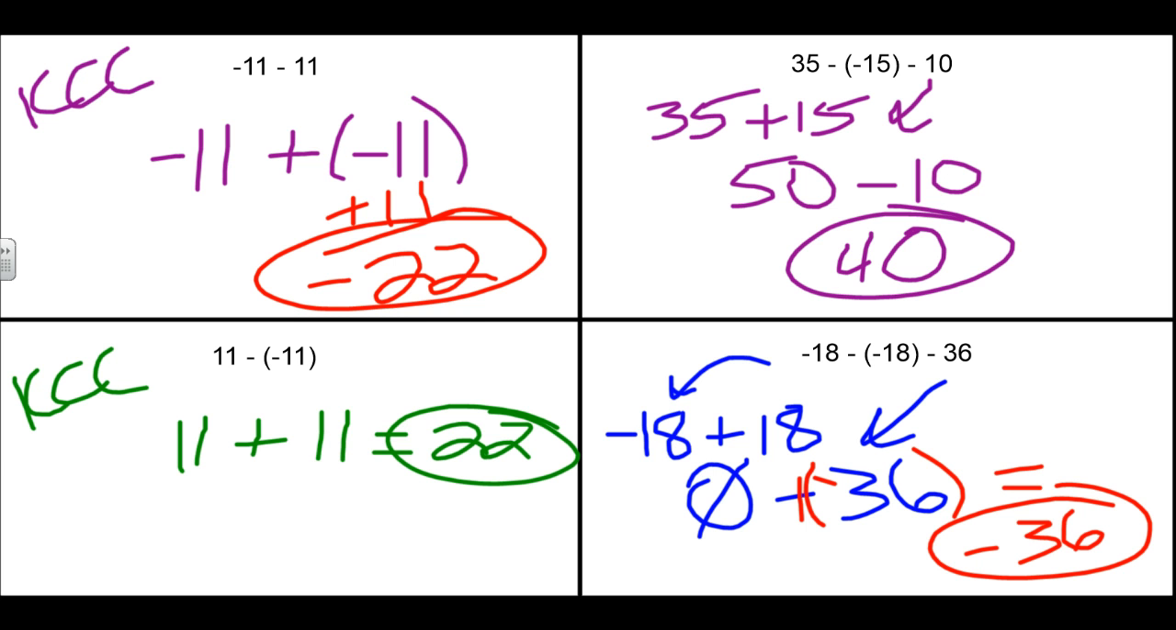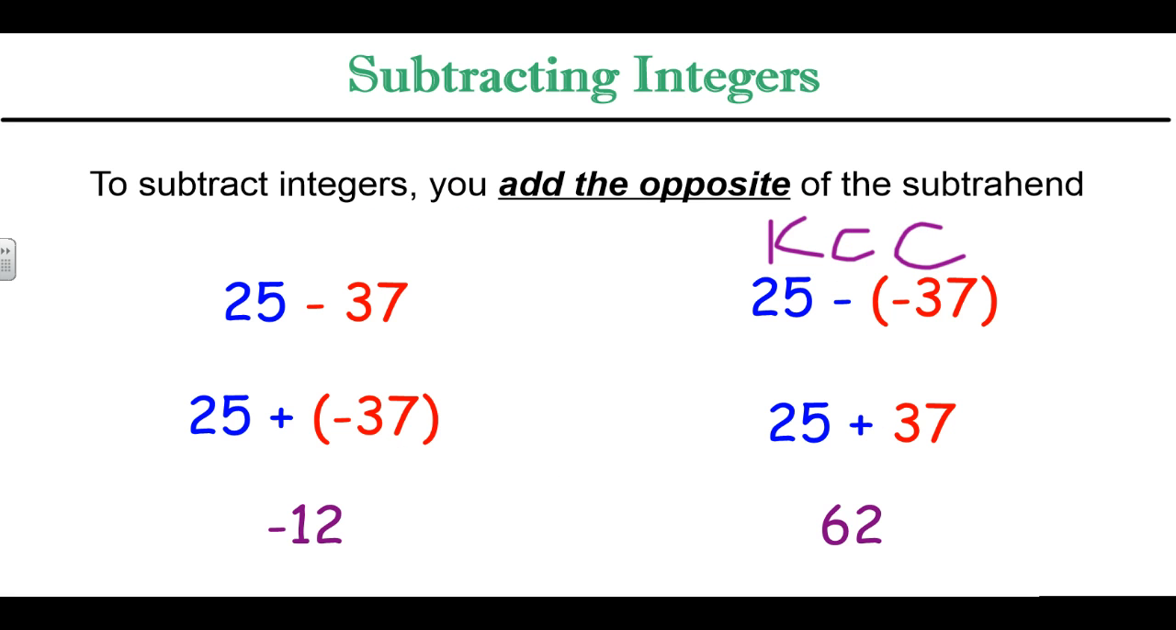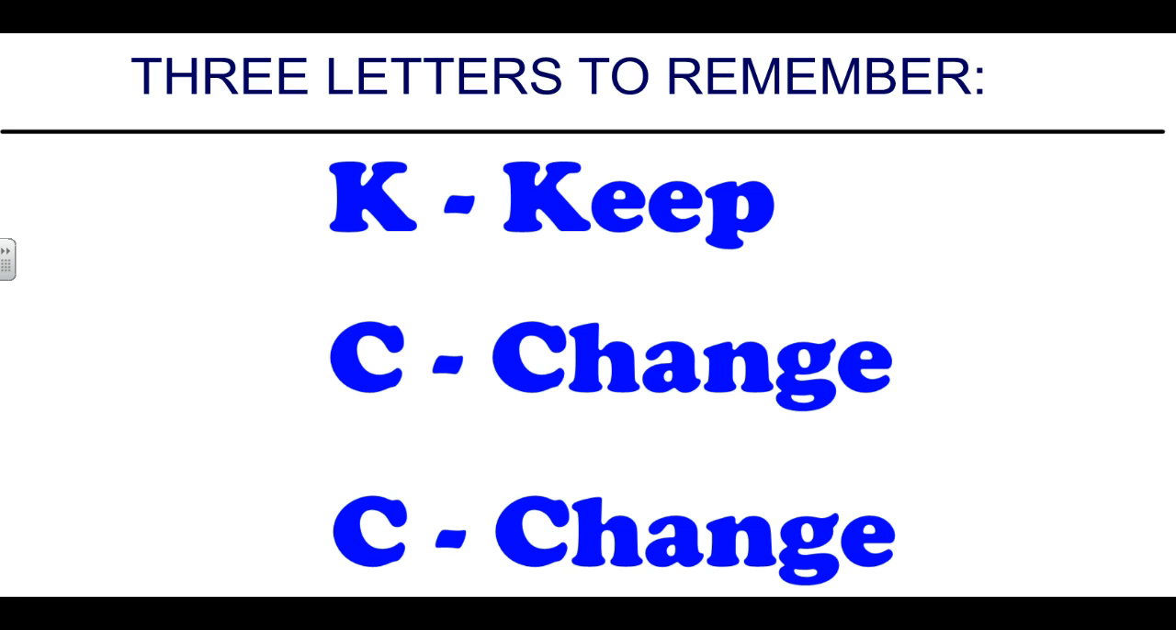And as a brief review, when we subtract integers, we can think about it as movement on a number line or adding the opposite of the subtrahend. So to subtract integers, that's what we do. We add the opposite of the subtrahend, and remember that process. This isn't the rule for it. This is just the trick we use to remember what we're doing with the letters KCC, or keep, change, change.